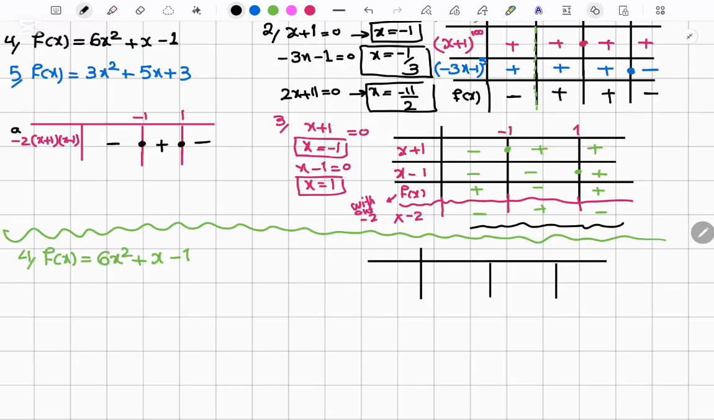So ta-da, I'm back with the question and the sign diagram. So listen, first of all, we have a quadratic function, so it's best if we find the zeros first. For this, I'm going to use the quadratic formula.